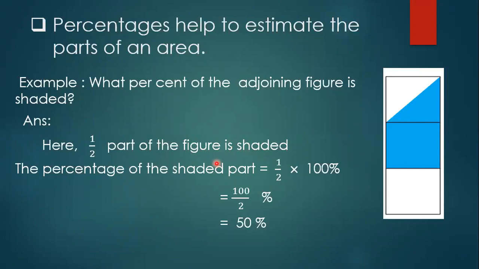Now, how to convert into percentage? Fraction to percentage you have learned. For converting a fractional number into percentage, we will multiply it by 100 and give the percentage sign. So, half into 100. By the factorization method also you can do, or by direct cutting, or direct division you can do. 100 will be multiplied with the numerator. 1 into 100 is 100. 100 upon 2, 100 divided by 2 will give 50%. So in the given figure, 50% of the figure is shaded and 50% is unshaded.